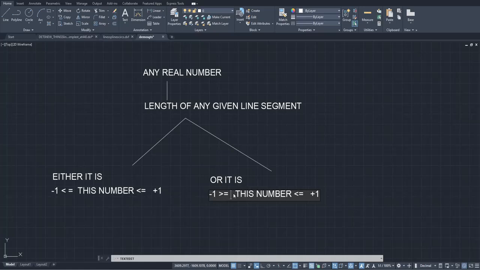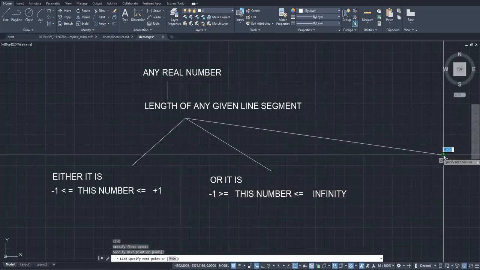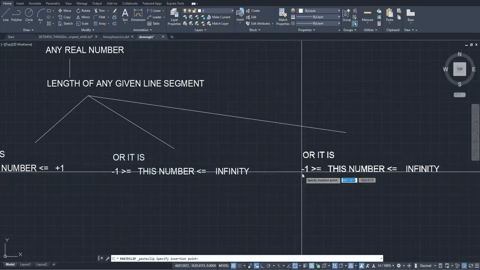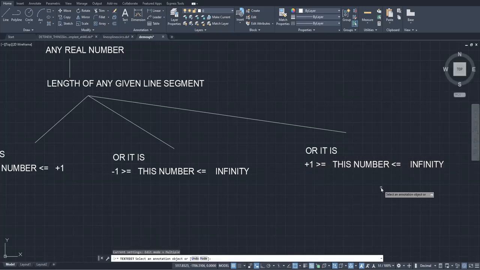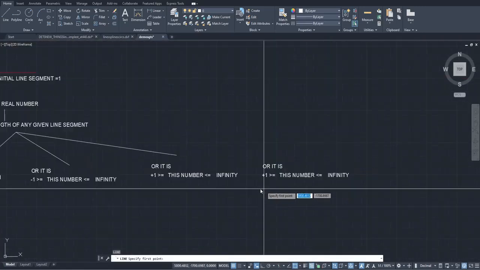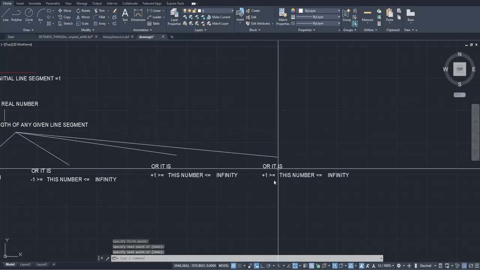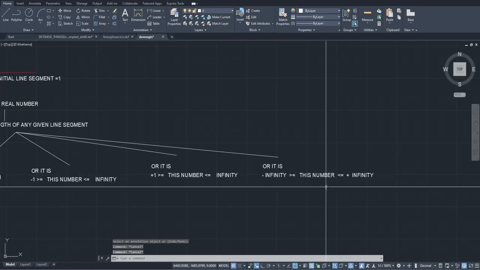Or it is greater than minus 1 and less than infinity, or greater than plus 1 and less than infinity, or greater than minus infinity, and either greater than minus infinity or less than plus infinity. It can happen like this.